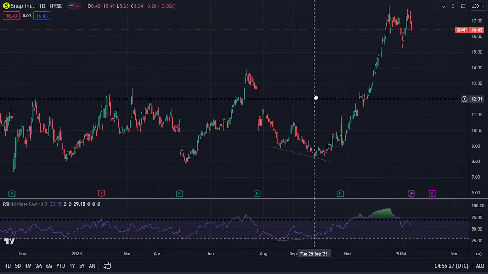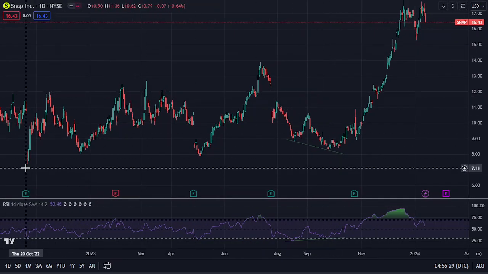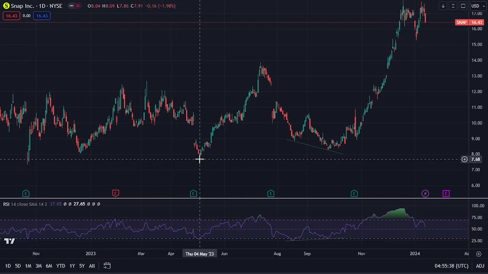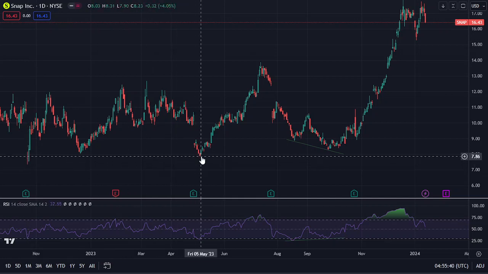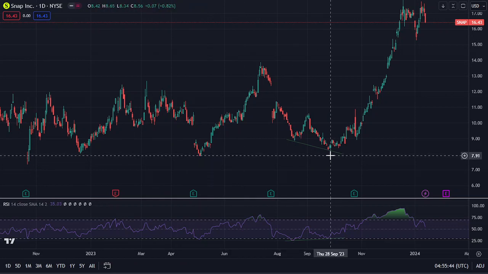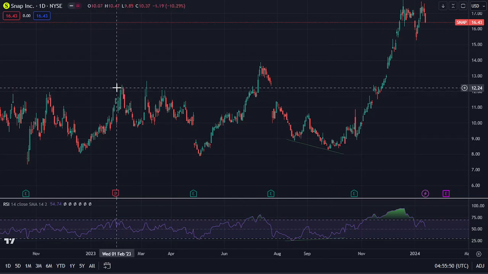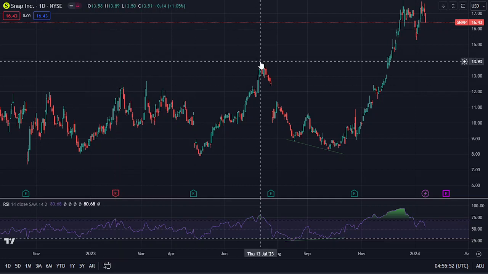If we look at this Snapchat chart, anytime the stock was oversold in the past 2 years, you would have been able to buy it and make quite a good return in a relatively short period of time. When the stock was overbought, you would have also got fairly good exits.